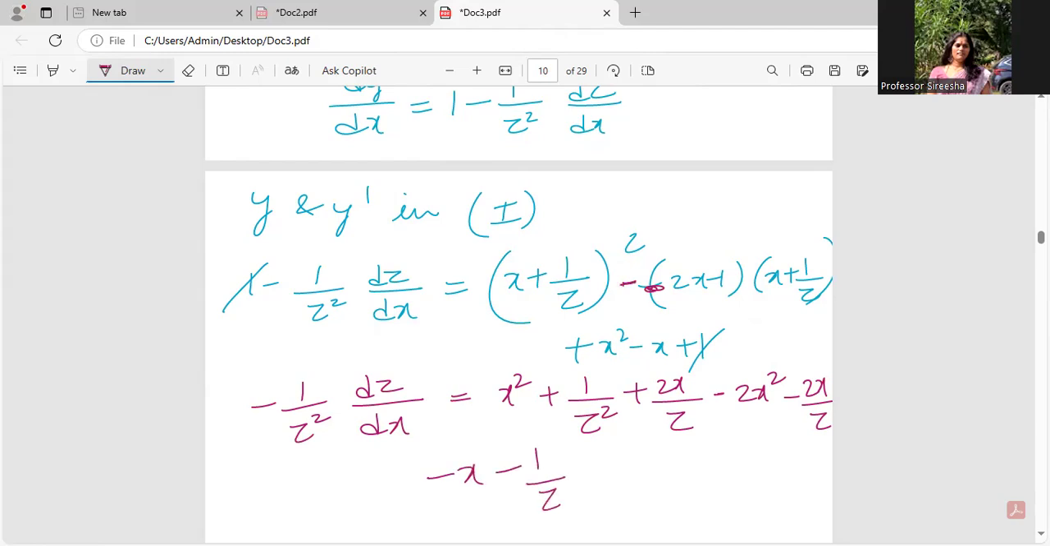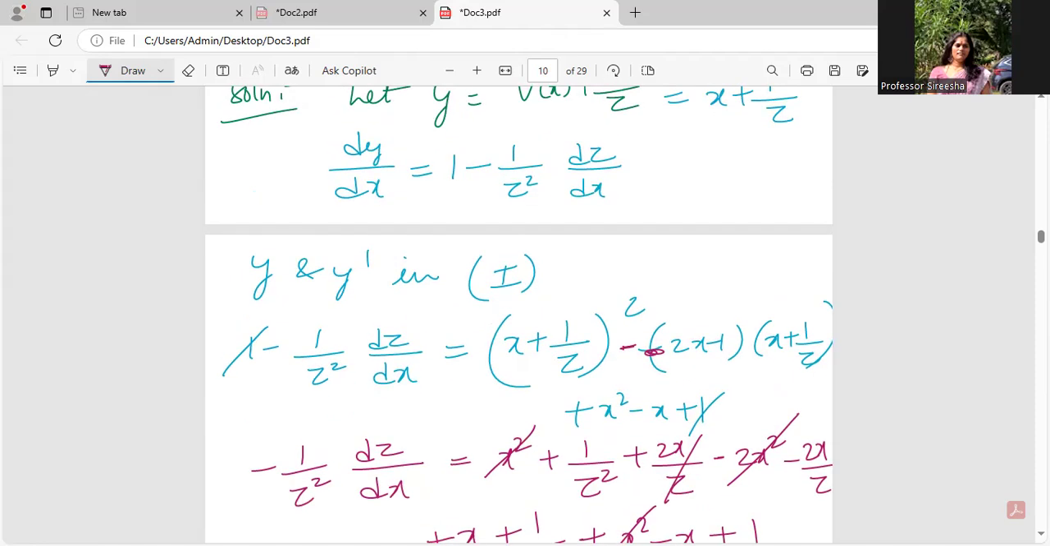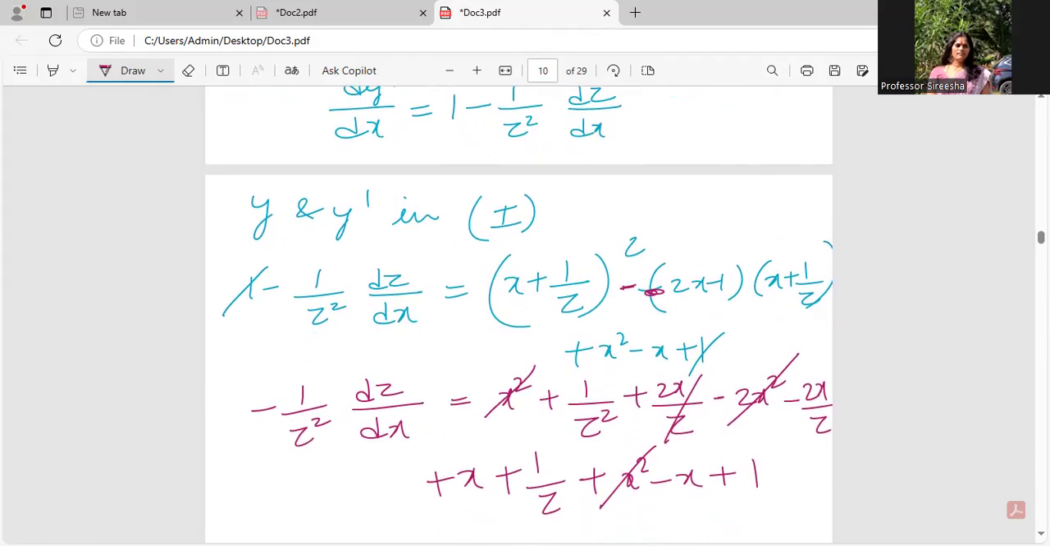Of course, there's a minus outside. So this becomes plus. This also becomes plus. And then x squared minus x plus 1. Let's see if anything gets cancelled off. Minus 2x squared plus x squared plus x squared. Also plus 2x by z minus 2x by z gets cancelled off. Anything else? Plus x and minus x also get cancelled off.